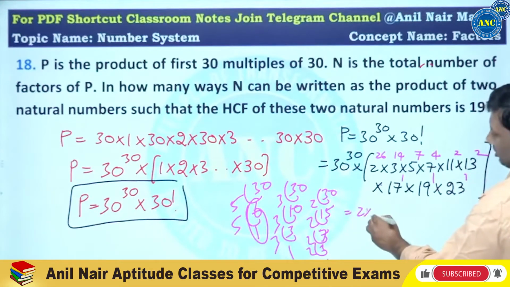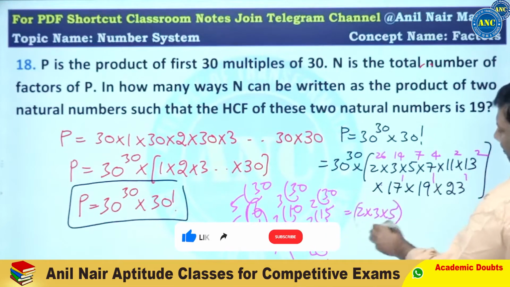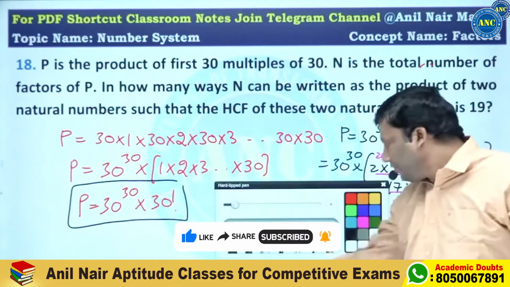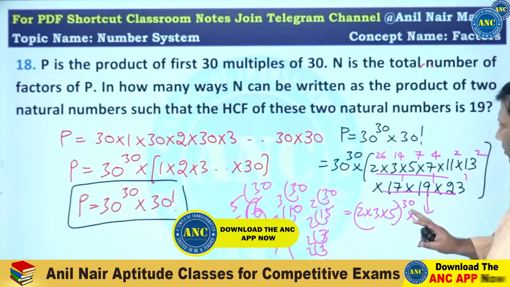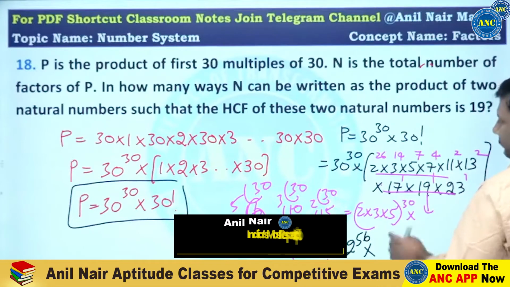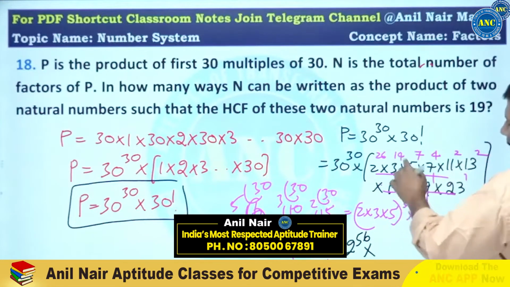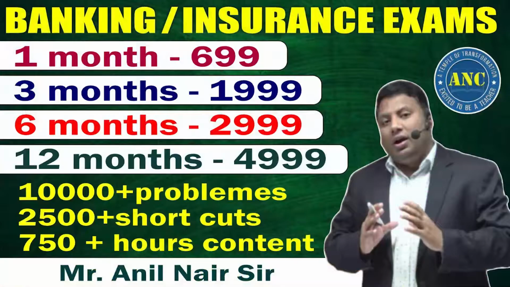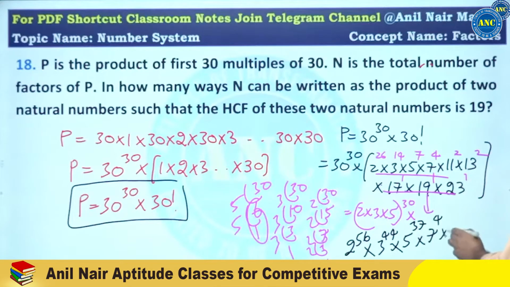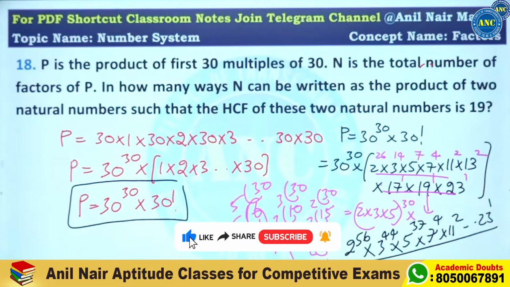30 can be written as 2 into 3 into 5, to the power 30, into all this. We have to find out the number of factors for this number. So 2 how many times? 2 power 30, 2 power 26, 2 power 56. 3 power 30, 3 power 14, 3 power 44. 5 power 7, 5 power 30, 5 power 37. Remaining 7 power 4, 11 square and so on up to 23 power 1. This is the number.